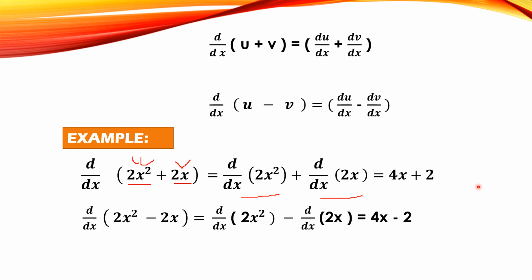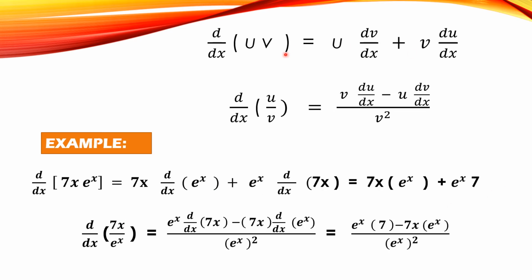Very simple. Now in support of the second formula, the example is d by dx of 2x square minus 2x. This 2x square is actually u here, and this 2x is actually v. Both the functions are subtracted. So what you will do is d by dx of 2x square, this means du by dx, minus dv by dx, that is the derivative of 2x. Now the derivative of 2x square is 4x, you write it here, minus sign as it is, and the derivative of 2x is 2. So here we saw the plus and the minus of two simple functions.